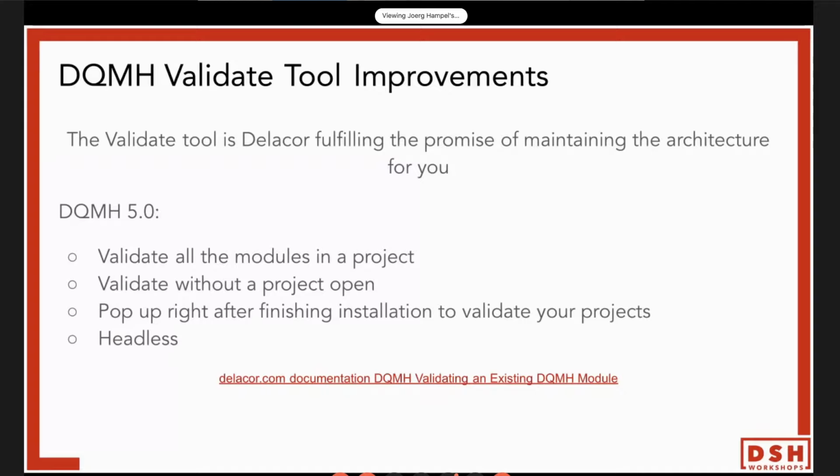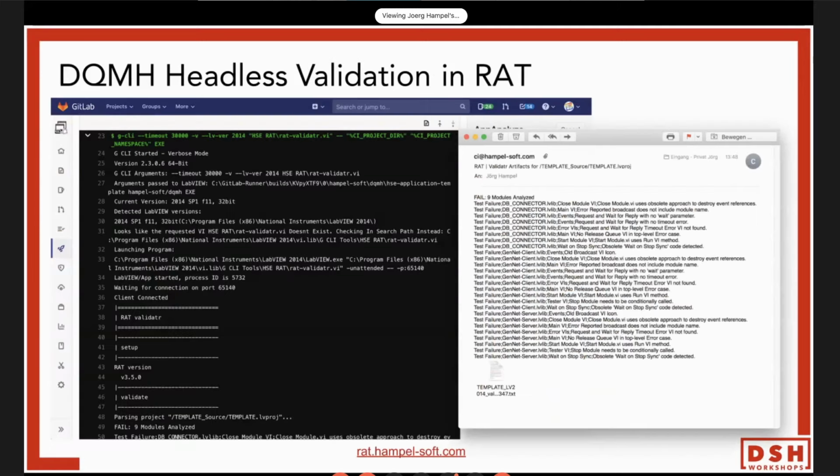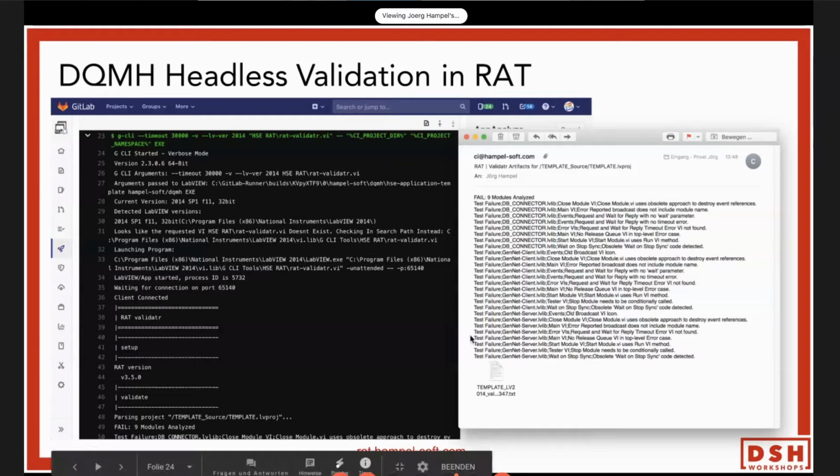And now you can also validate without a project open. And the one that Joerg was very excited about is that we have a headless VI for this. So this means that you can integrate it with your continuous development and your continuous integration application. So I don't know, we're kind of running low, but if you do a search for the validate video, you can see what that is about. But I'm going to let Joerg show his next thing with the headless.